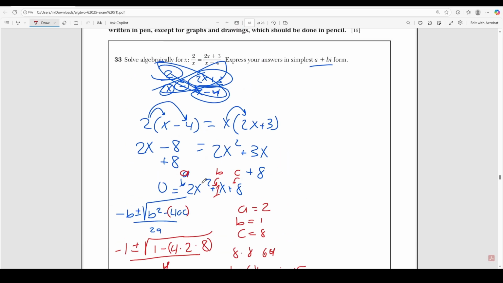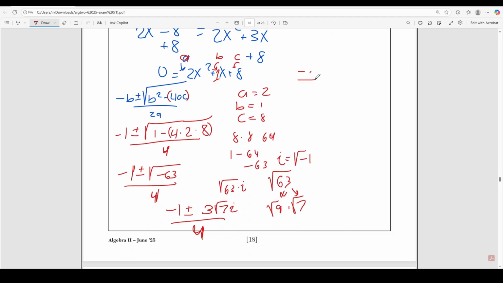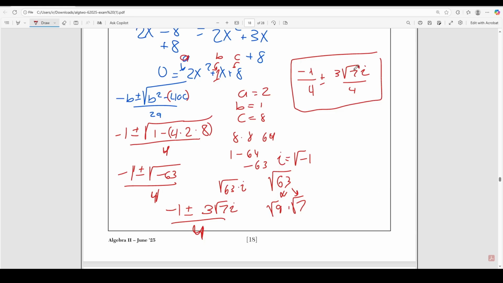Or, because we technically want this in a plus bi form where the two are separated, we can say that negative 1 over 4 plus or minus 3 root 7 i over 4 is our answer, okay? Make sure you write the i outside of the radical symbol, okay? And that's all you have to do here.